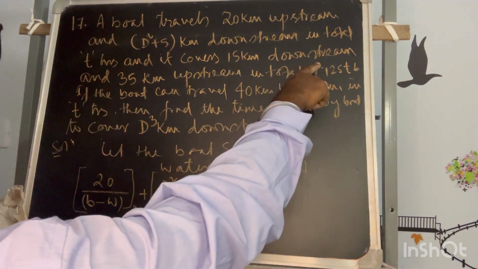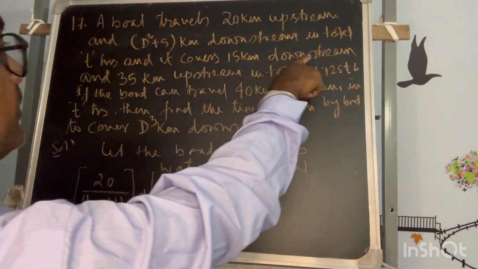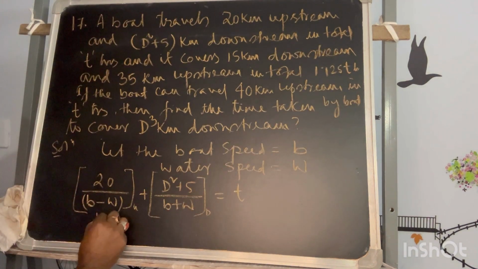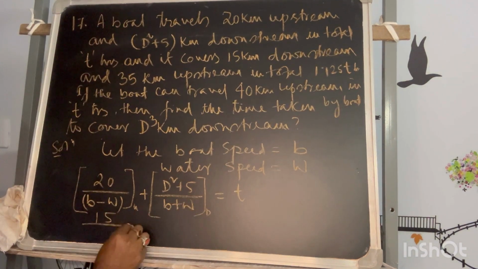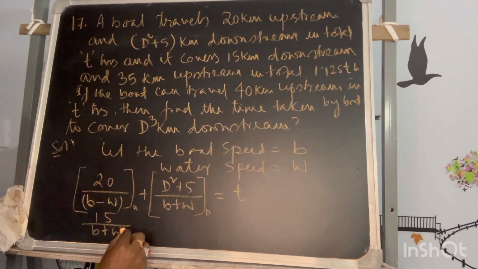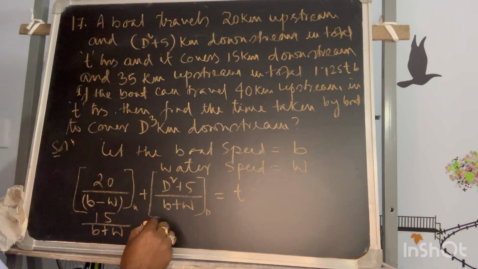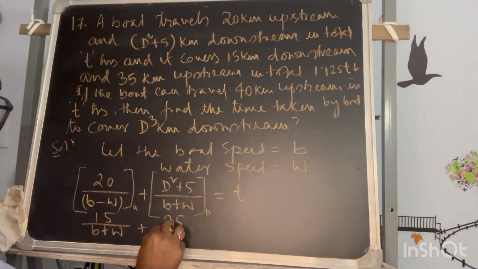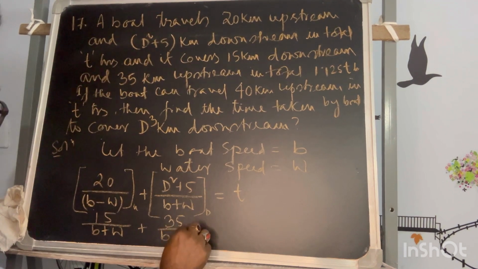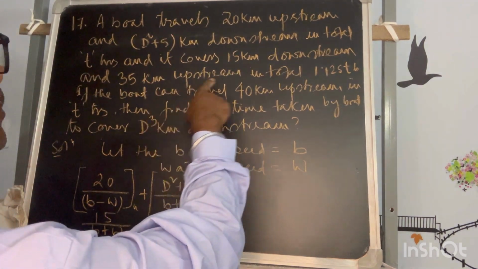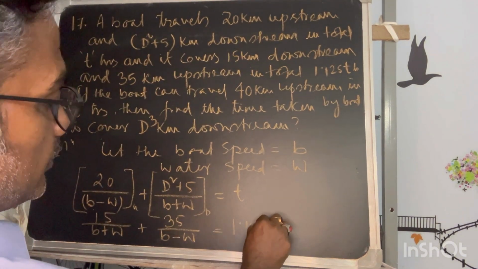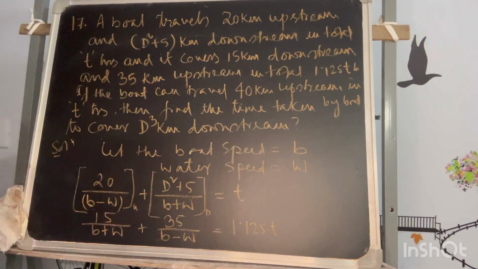Okay, fine. And it covers 15 kilometers downstream. So in the second case, 15 kilometers downstream is b plus w, and 35 kilometers upstream is b minus w, in total equal to 1.125 t. This is the case.